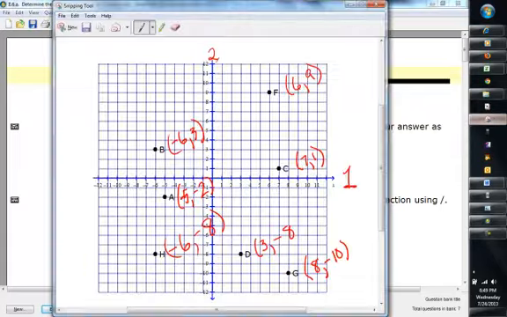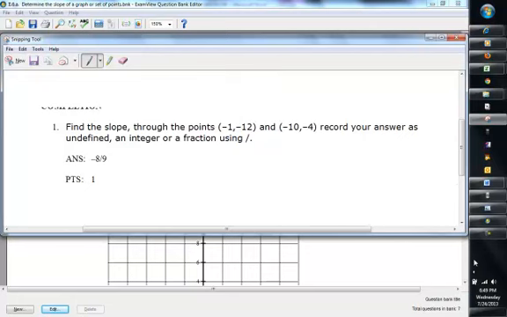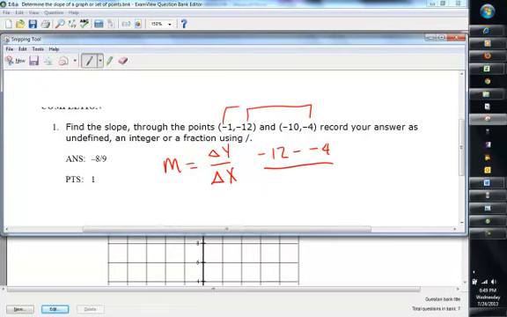The first one we have to do is to find the slope between these 2 points. As I said before, it's the change in y, and we use the letter m for slope. It's the change in y, that's the Greek letter delta, over the change in x. So we're going to take the y values, negative 12 minus negative 4 over the change in x values, negative 1 minus negative 10. Negative 12 minus negative 4 is the same as plus 4, so that's negative 8. Negative 1 plus 10 is positive 9, so our slope is 8/9.